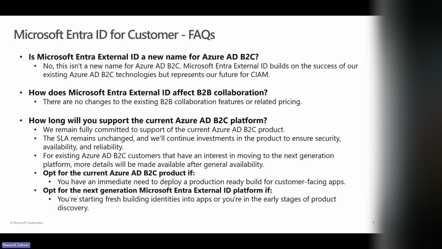Okay, so that's a good question. And the answer, it depends. For example, if you are ready to go and you need a B2C solution, then Azure AD B2C is an option for you. It is right there. It's GA. It has SLA. All of these things that are needed. It's in GA, as I said. So you can take advantage of it and you can move ahead.